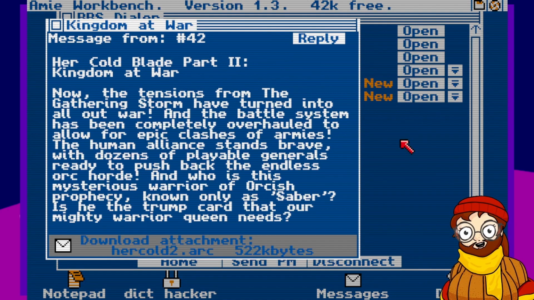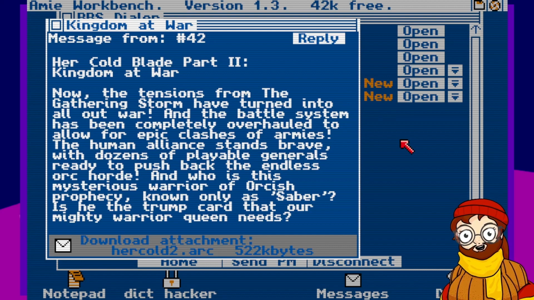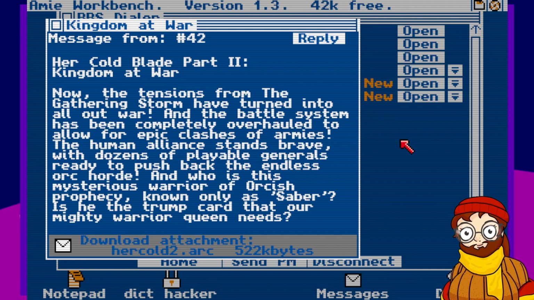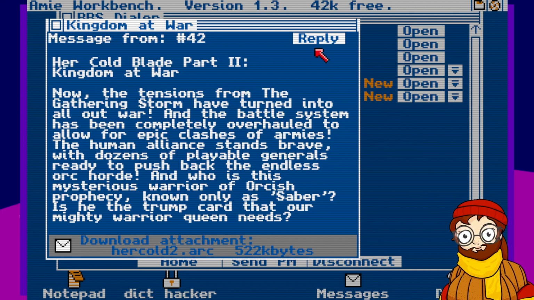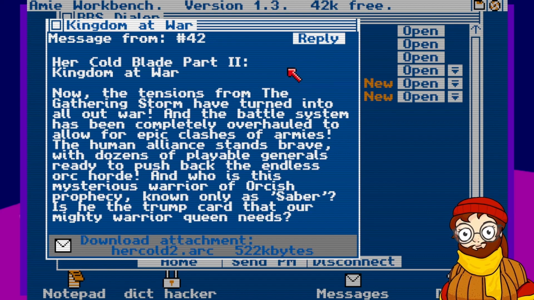Kingdom at War 42. Her Cold Blade Part 2. Kingdom at War. Now the tensions from the gathering storm have turned into all-out war, and the battle system has been completely overhauled to allow for epic clashes of armies. The human alliance stands brave with dozens of playable generals ready to push back the endless orc horde. And who is this mysterious warrior of orcish prophecy, known only as Saber? Is he the trump card that our mighty warrior queen needs? And once again, it's not for Amy.